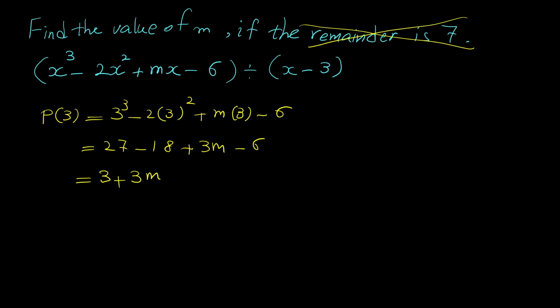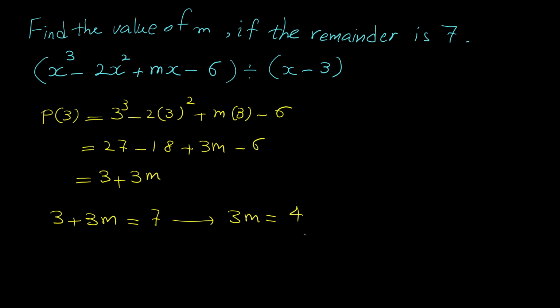Now please pay attention. We want to figure out the value of m such that the remainder is 7. So we want this remainder that we got from the remainder theorem to be equal to 7. So 3 plus 3m should be equal to 7. And from this, 3m is 4. Subtract 3 from both sides. Then 3m is 4. And from this, m equals 4 over 3. This is the value of m.